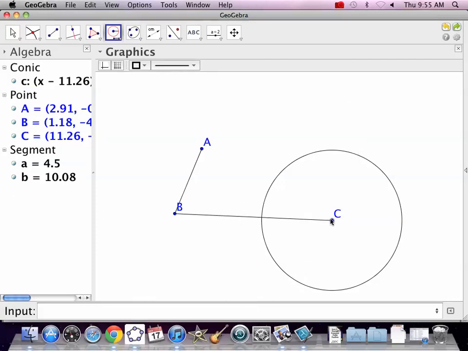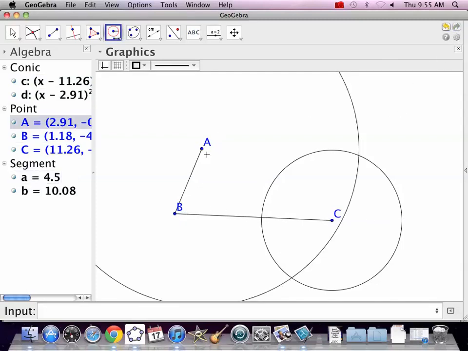Let me back that up. Anywhere I make a radius is going to be the same size as AB. My problem is I got to put it in the right place. So that's why I do the other one. I copy the other side, BC, and put it here at A.